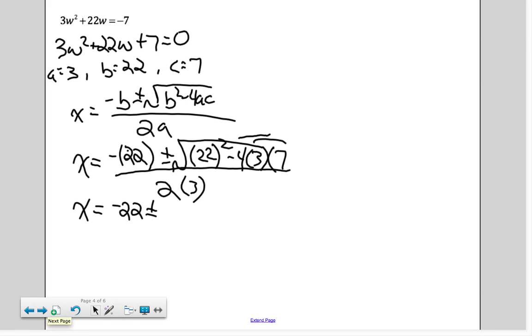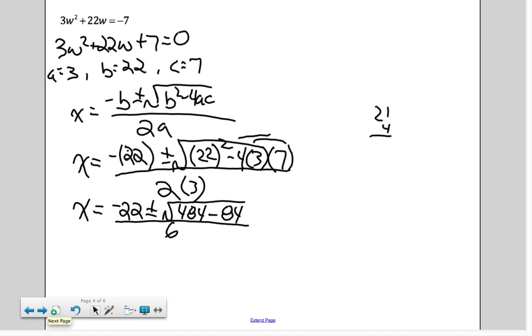What's 22 squared? 484. And 4 times 21 is 84.